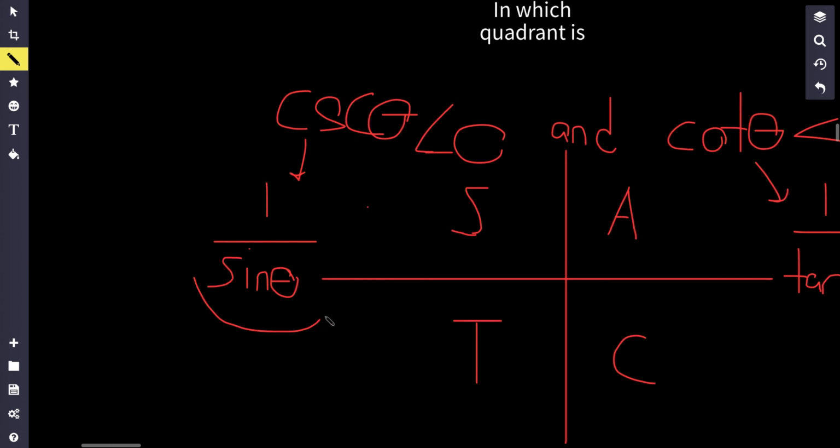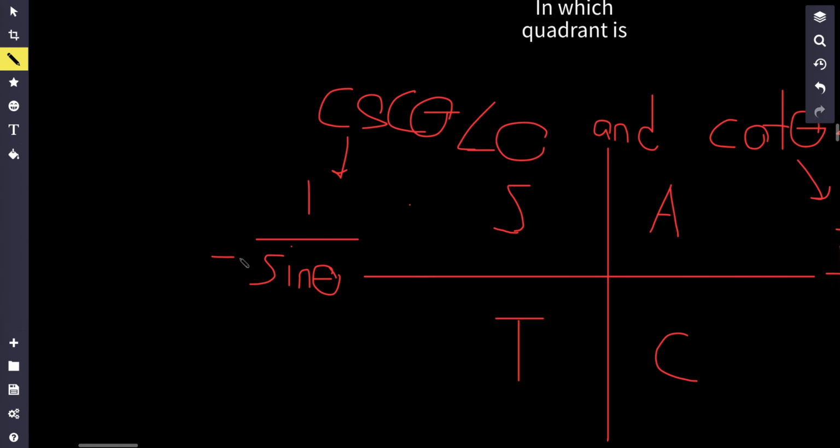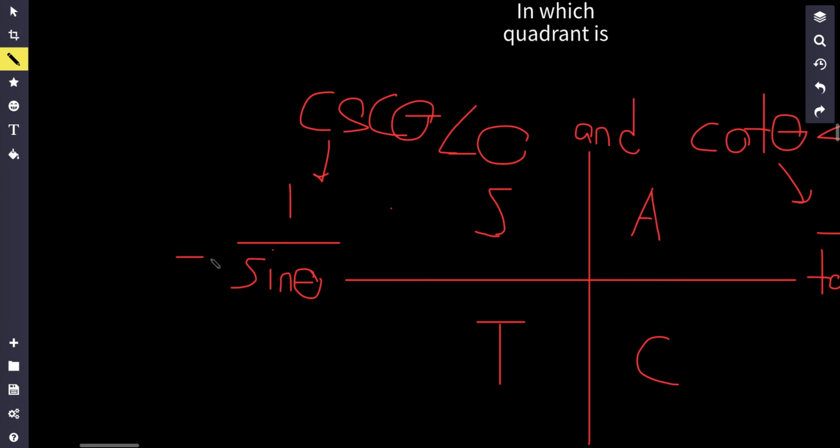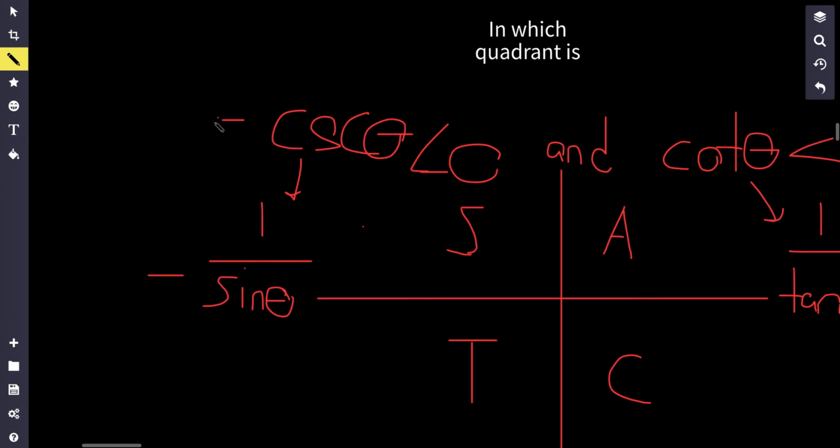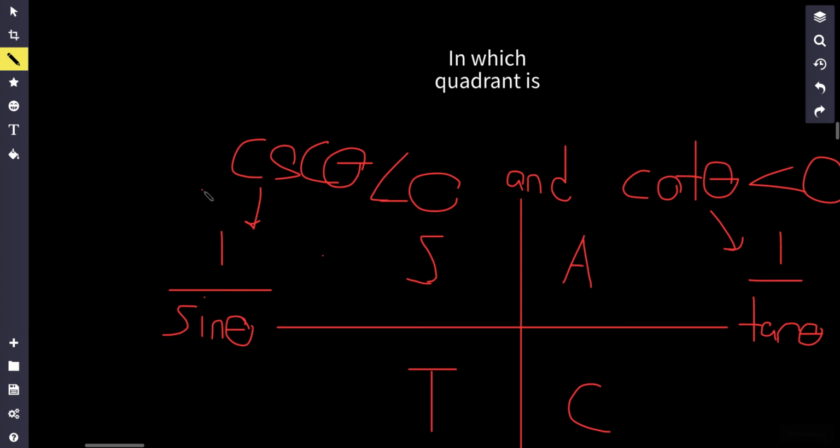Now, wherever sine is positive, cosecant will be positive. Think about that. If you have a positive sine value, 1 over a positive number is going to give you a positive number. Whenever sine is negative, well, cosecant would also be negative. So cosecant will always follow the same sign as sine. No pun intended.